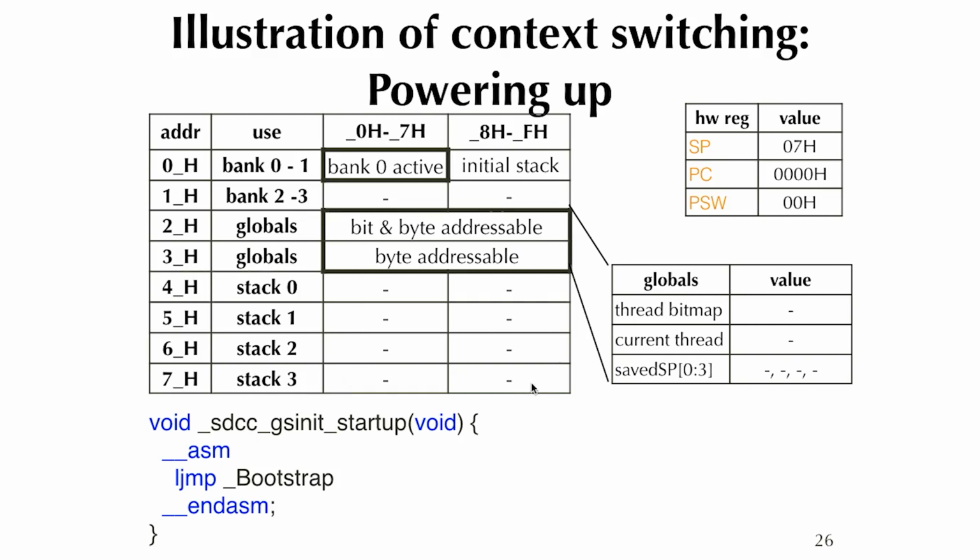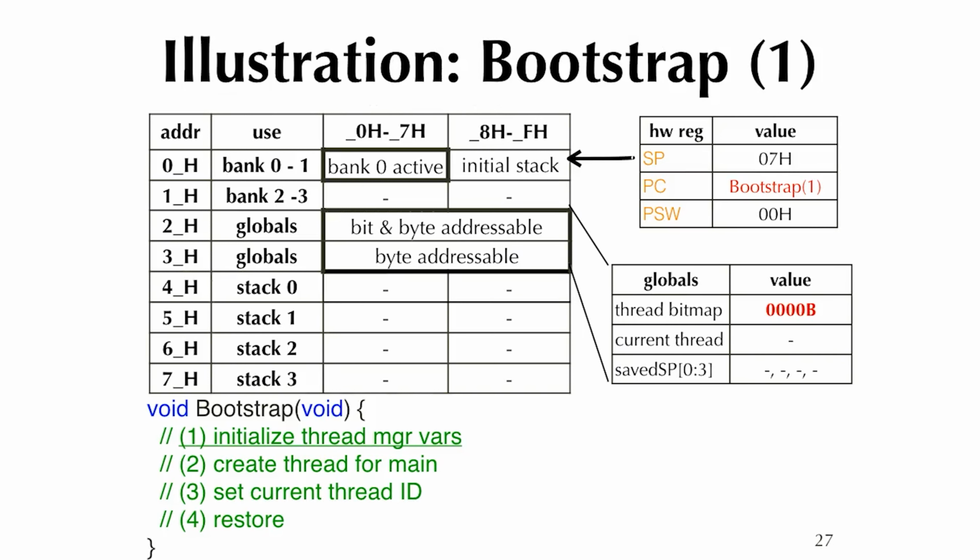And stack, it takes 40 to 4F, 50 to 5F, 60 to 6F, and 70 to 7F for these 4 stacks. So then on power up, SP points at 7, PC is at 0, PSW is also 0. So that means it's selecting bank 0. And our globals are currently uninitialized and it does a bootstrap jump.